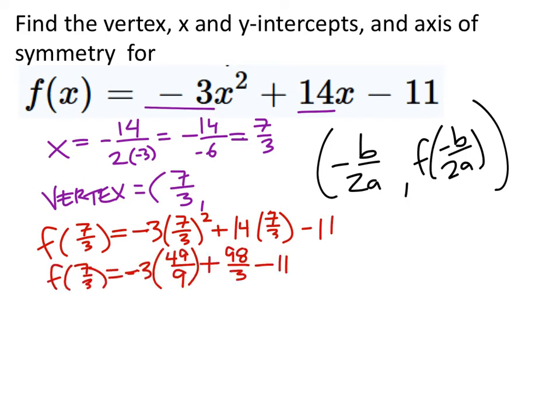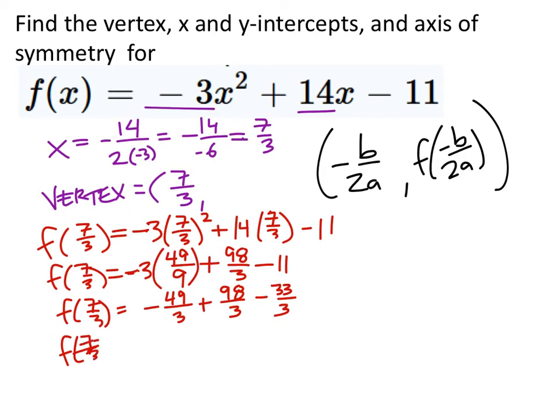Then I'll do -3 times 49/9, and I'm going to change that minus 11 into 33/3, just so I have common denominators throughout. All right, so we have all common denominators in thirds. And, yeah, just in thirds: -49 plus 98 minus 33. So the k value in this is going to be 16/3, or the y value for the vertex, 16/3. Now I think that was a lot easier than trying to complete the square from the beginning. I don't know, whatever.